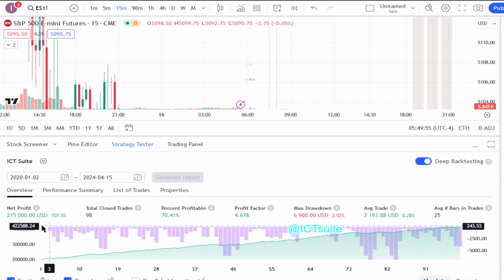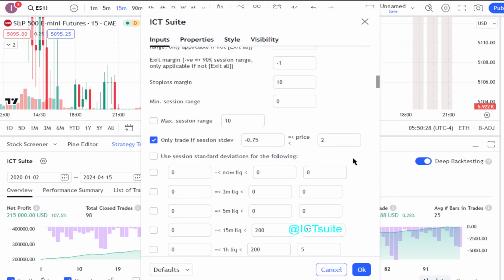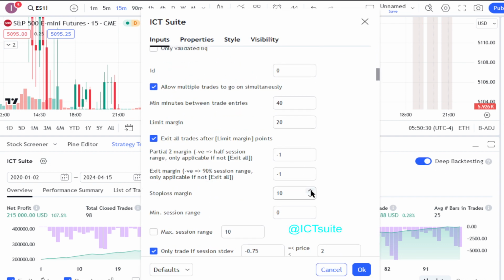Okay, results are ready here. A stop loss of 10 gives 215, so it's a slight decrease. In profit, 98 trades, still 70.4%, and average trade gives $2,193, which means it's a small decrease as well. Let's continue to 11.